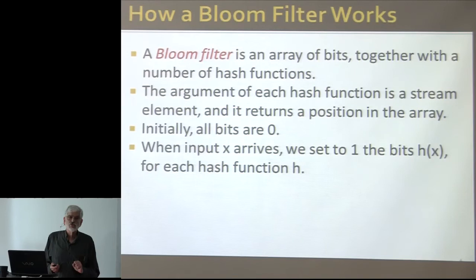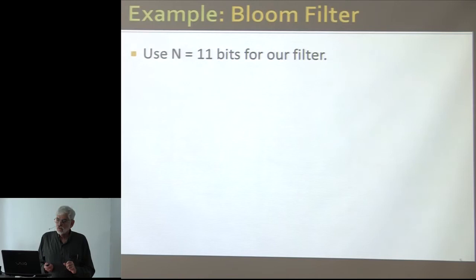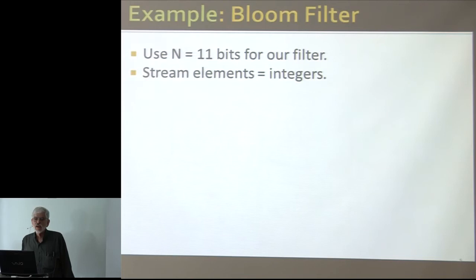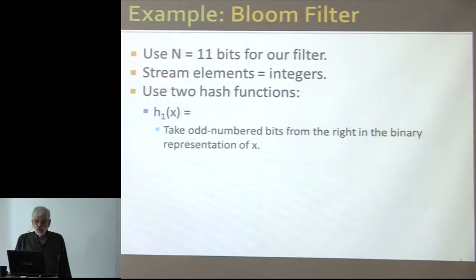So let me give you just a little example. In this case, the length of this filter is 11 bits. That's, of course, ridiculously tiny. Think of it as a billion bits might be a more appropriate number. We'll assume we have integers. I'm going to have two hash functions. The first one is this.